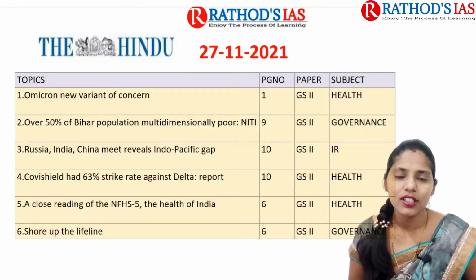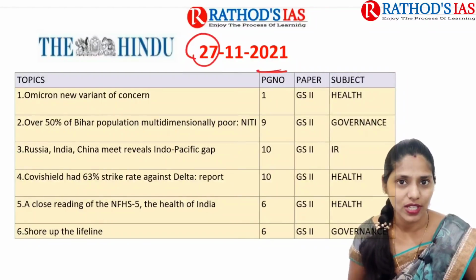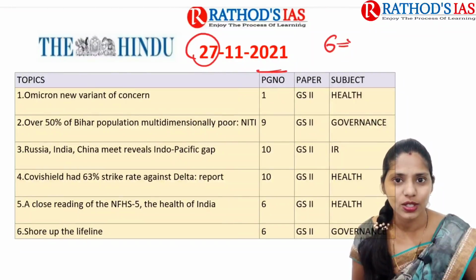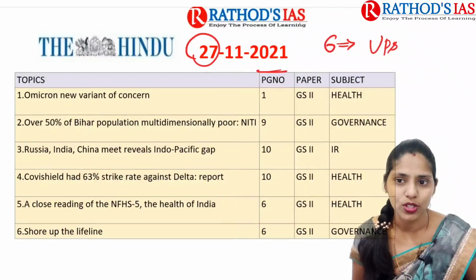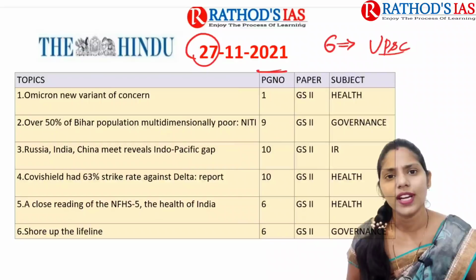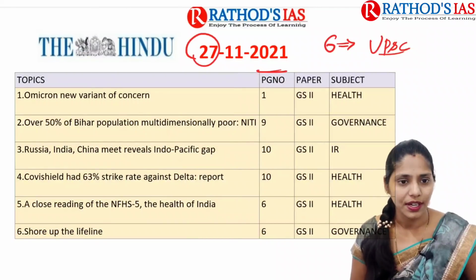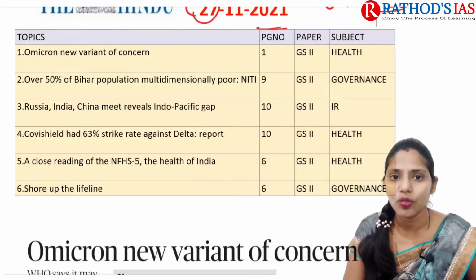Today in this lecture, we are going to see current affairs of 27th November 2021. In this lecture, we are going to discuss 6 topics which are very much relevant from our UPSC point of view. So first, let us try to see which are the topics that we are going to discuss in this lecture. So first article, it is about new variant of concern.